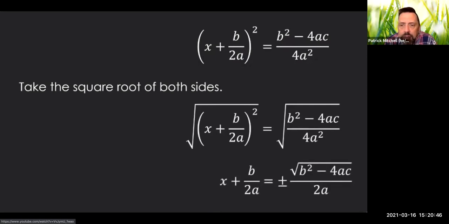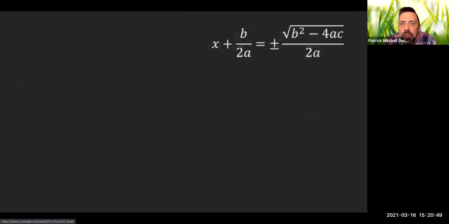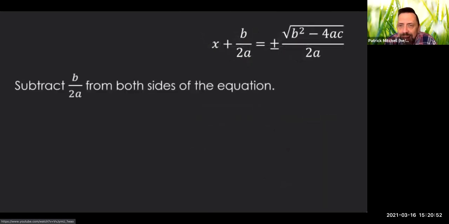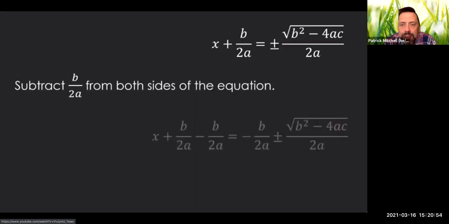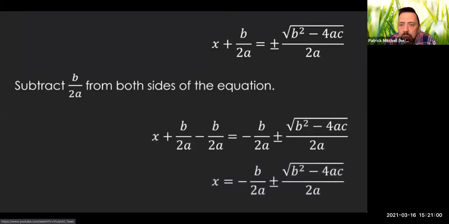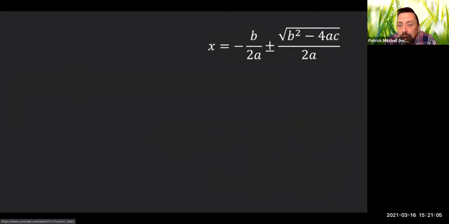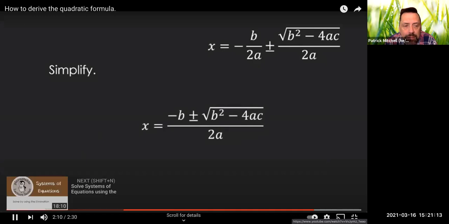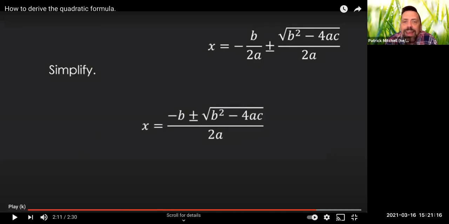And finally, we are going to subtract b over 2a from both sides. That's going to give us x equals negative b over 2a plus or minus that whole thing. Because those two fractions have a common denominator, we can combine it into one fraction. And we get this thing that you may have seen at some point before: x equals negative b plus or minus the square root of b squared minus 4ac all over 2a.